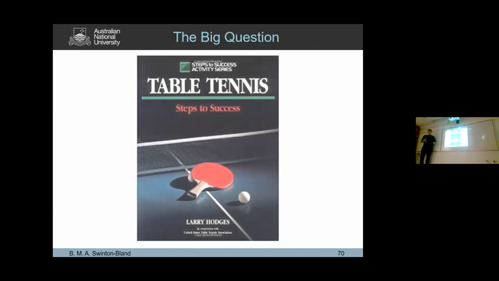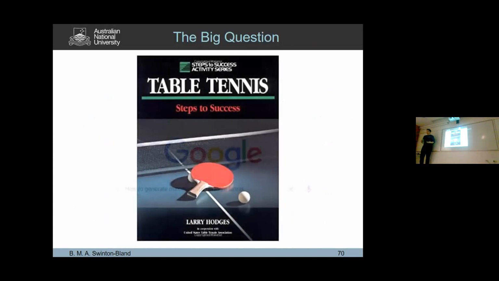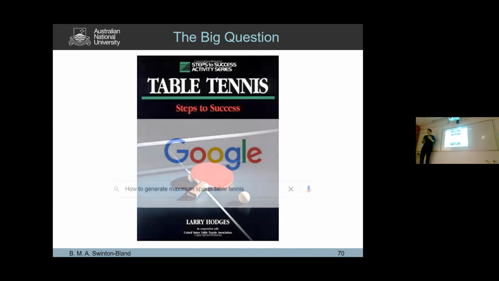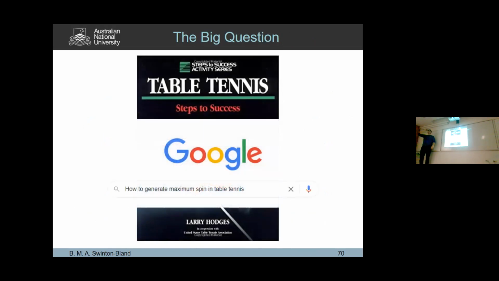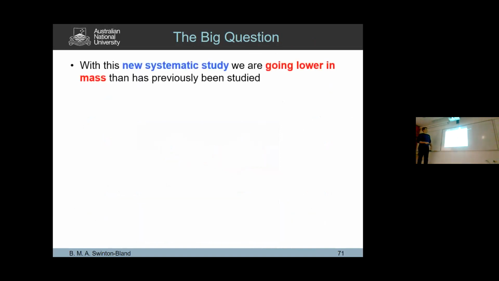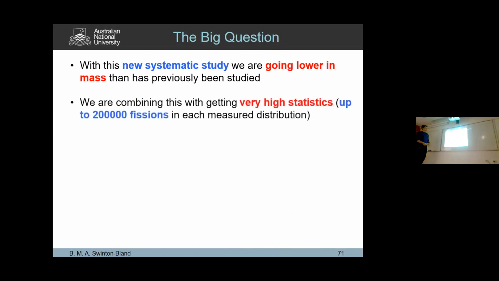So the big question, obviously, is trying to work out what's causing actinide fission and what's causing sublead nuclei fission in this way. Oh, sorry, right. So, as I said, let's summarize what this systematic study is and what I'll be doing in my PhD. We're going to lower mass than previously measured, and we're going for very high statistics as well. One of the benefits of our experimental setup at ANU, with both the accelerator and the Q spectrometers, is that we can manage to do both of these relatively easily.